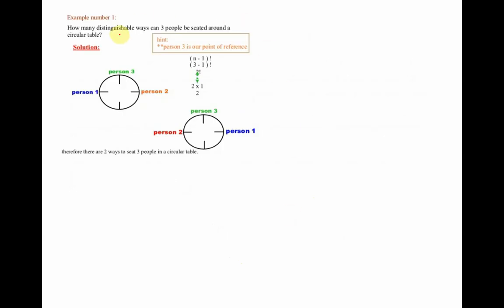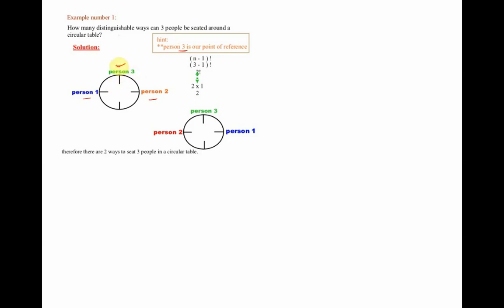How many distinguishable ways can 3 people be seated around a circular table? Let us say there are 3 people, person 1, person 2 and person 3, and I want to seat them around a table. Now what we are doing is keeping person 3 as our point of reference. So let us say the position of person 3 is fixed.